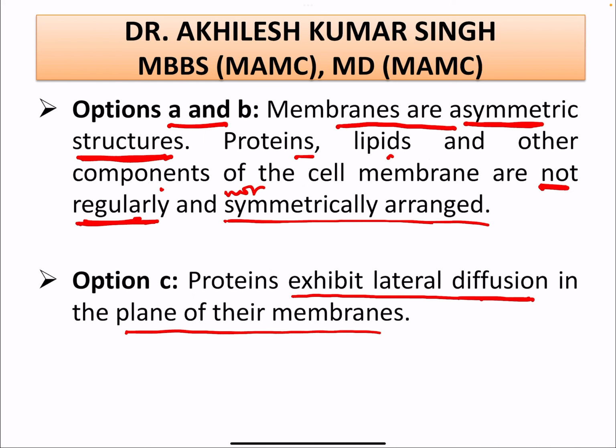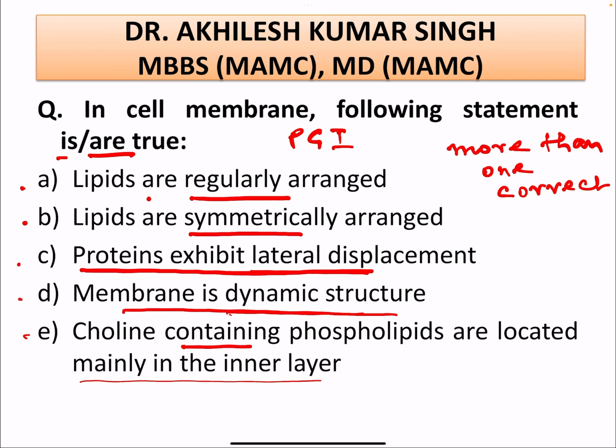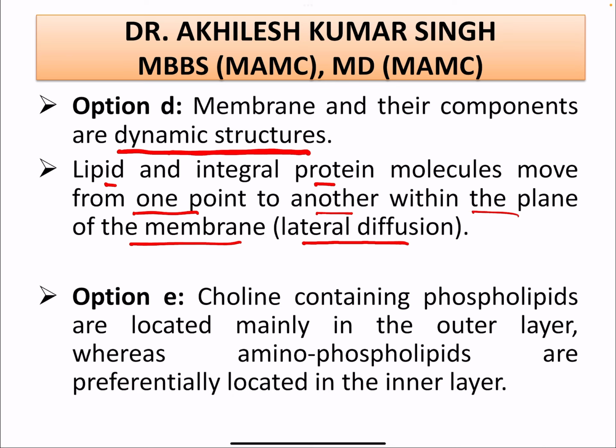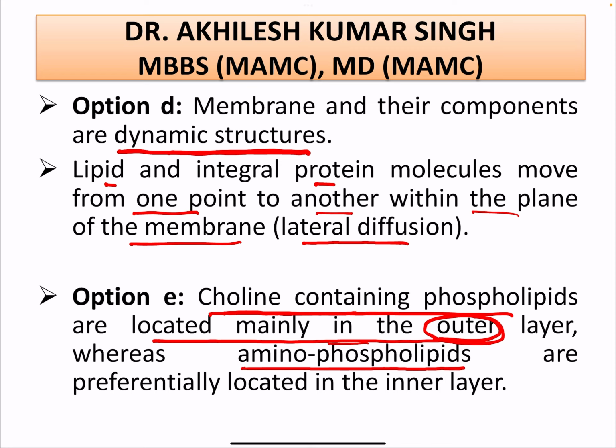Regarding option E, the choline containing phospholipids are located mainly in the inner layer. This option is wrong because the choline containing compounds are located mainly in the outer layer, not in the inner layer. So option E is also wrong. Choline containing phospholipids are located mainly in the outer layer, whereas the aminophospholipids are located in the inner layer.